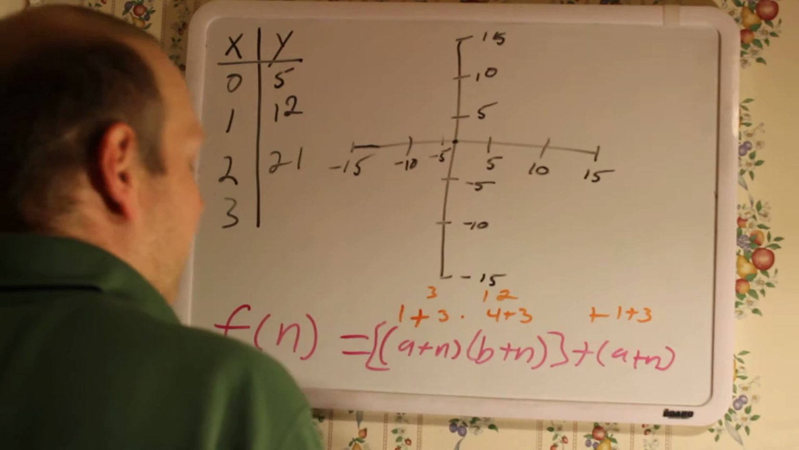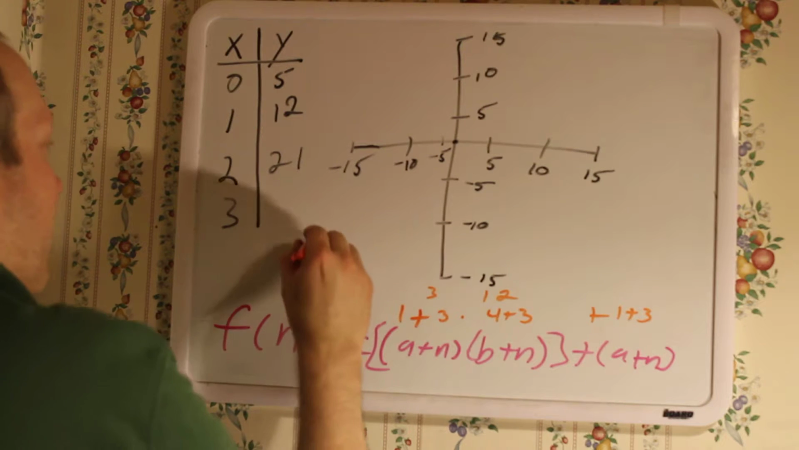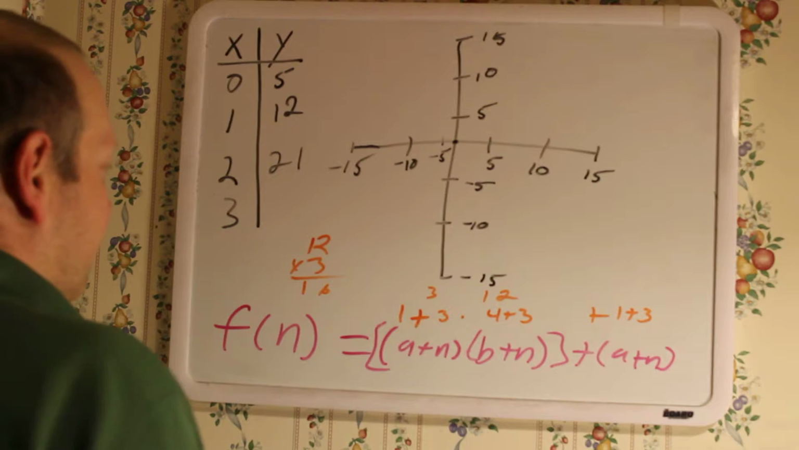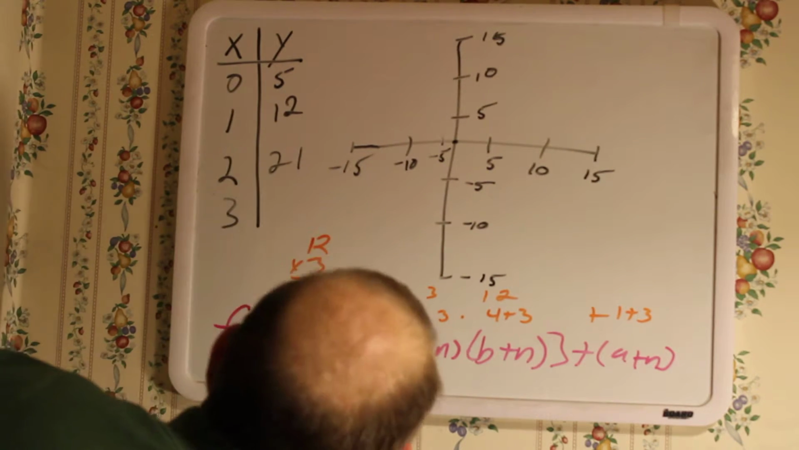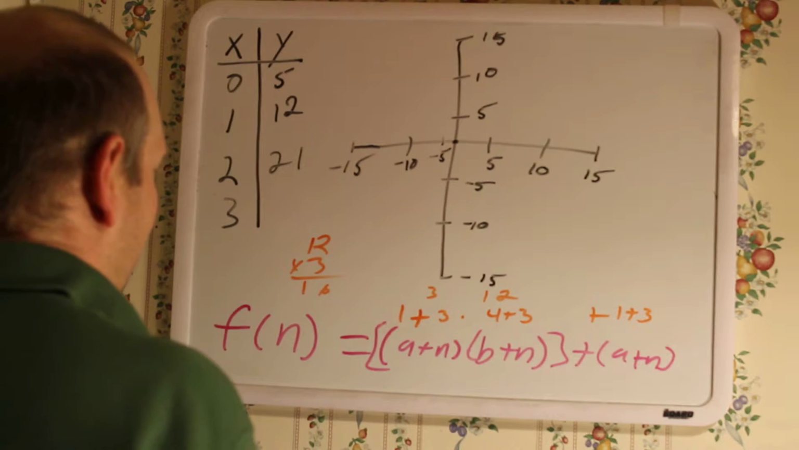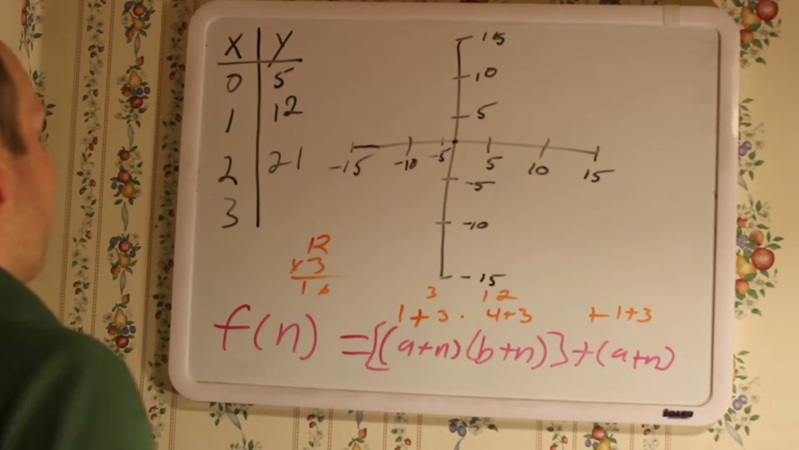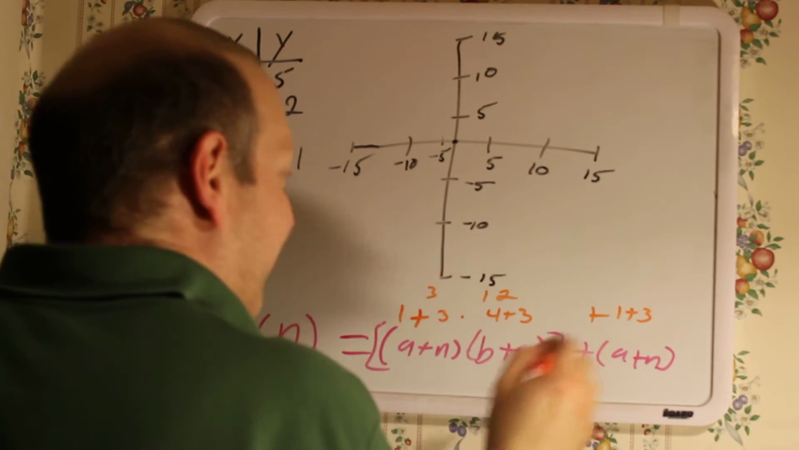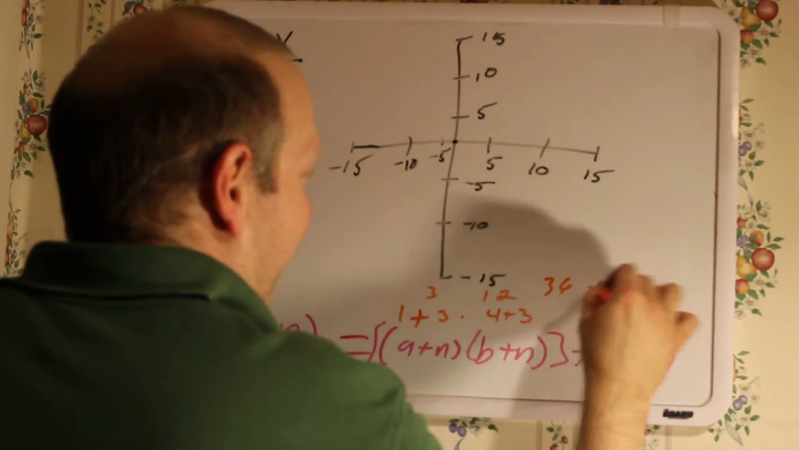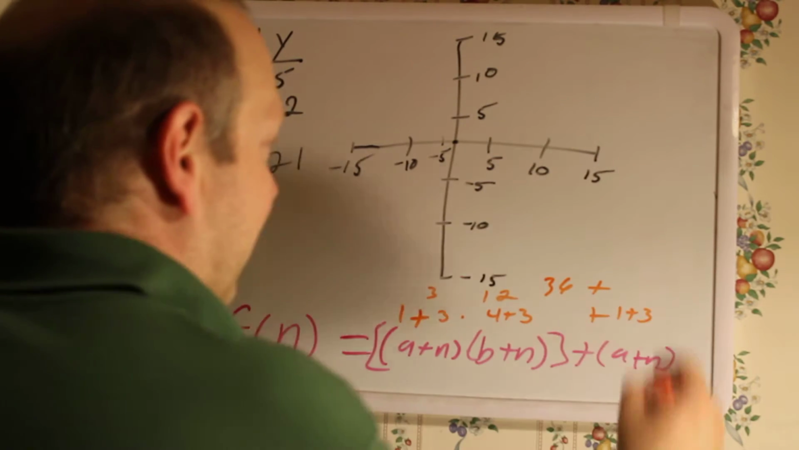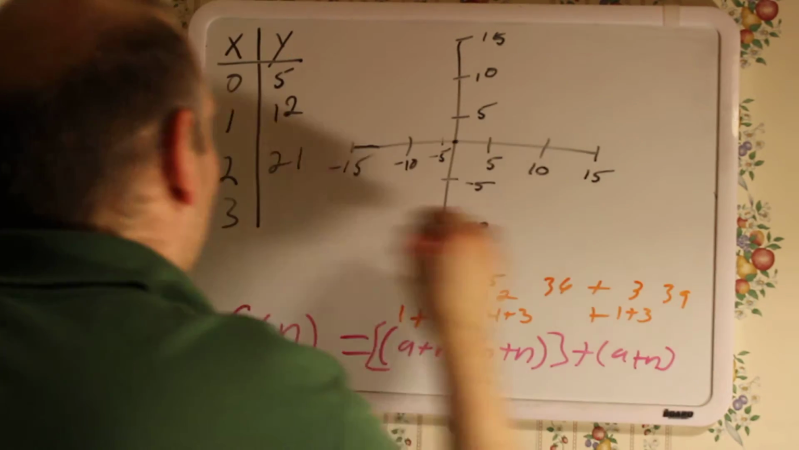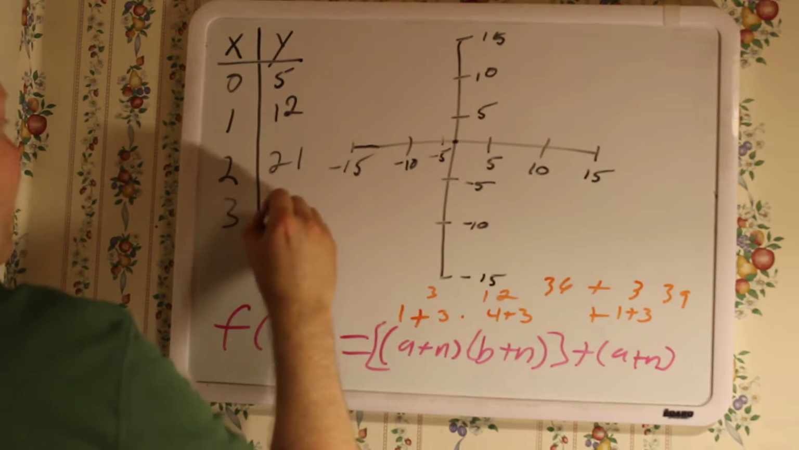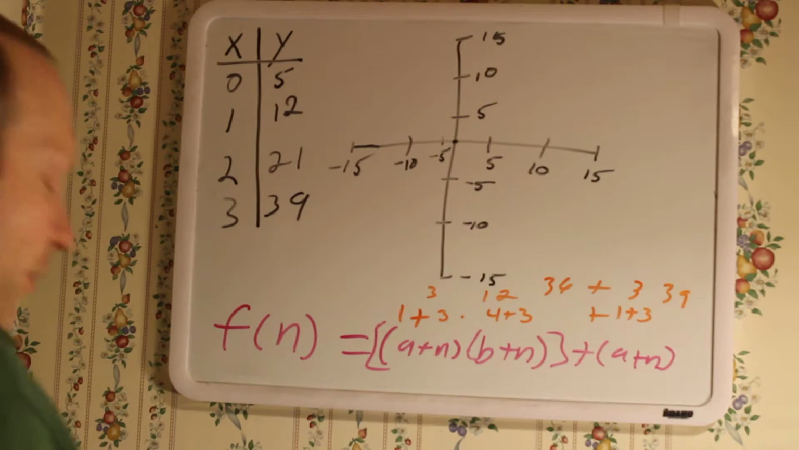No. Oh gosh. Brain fart. Sorry, folks. 3 times 12 is not 48, it's 36. Plus 3, 39. Sorry about the brain fart there. It's going to be 39, which obviously some of these numbers are going to go way off our chart.